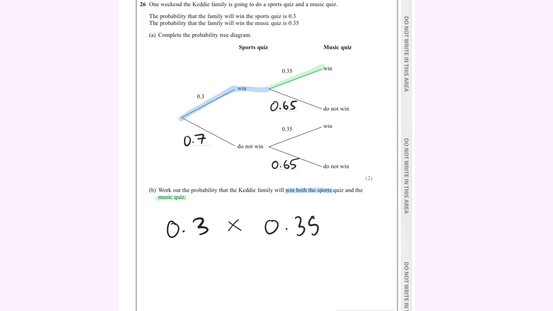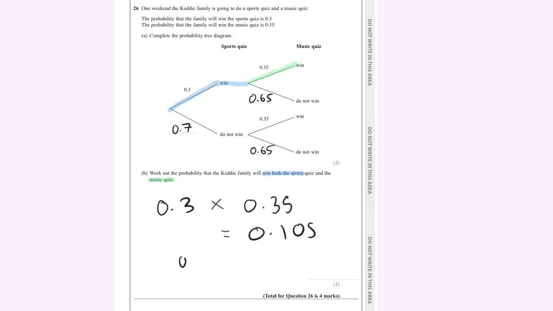So it's 0.3 times 0.35. But timesing them will give us quite a small probability, okay, of this happening, because it is quite unlikely that you're going to win both quizzes. But it's still possible. So you put that in, you get 0.105, or if you fancy a bit of fractions, 21 over 200.